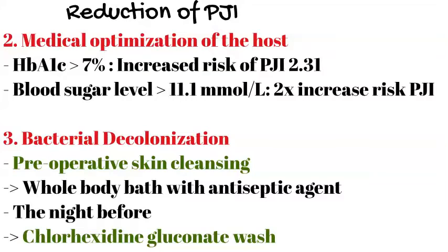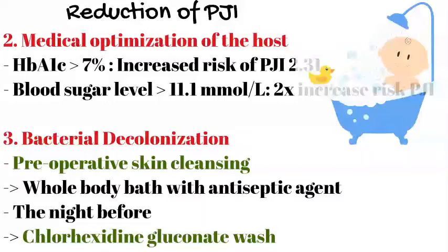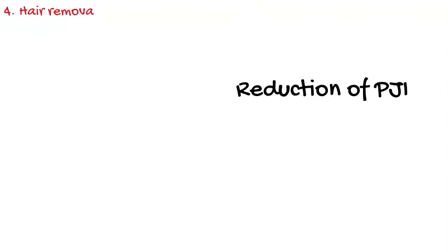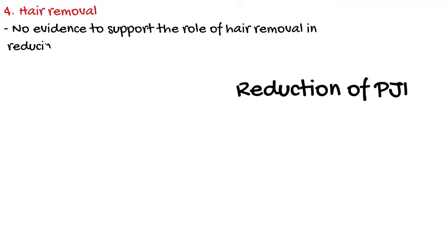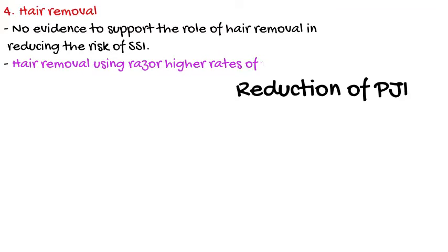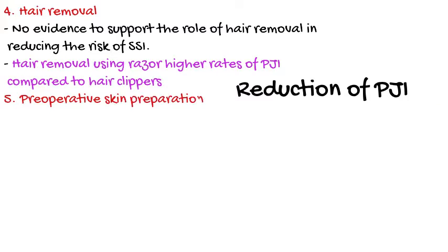Number 3, bacterial decolonization. Pre-operative skin cleansing, a whole body bath with antiseptic agent, and the night before with chlorhexidine gluconate wash. Number 4, hair removal. There is no evidence to support the role of hair removal in reducing risk of surgical site infection. Hair removal using a razor has higher rates of prosthetic joint infection compared to hair clippers.